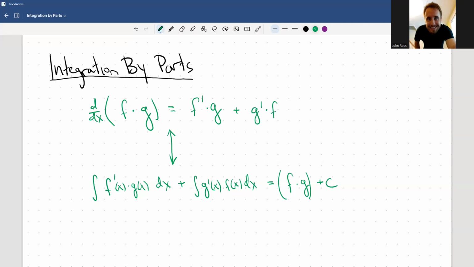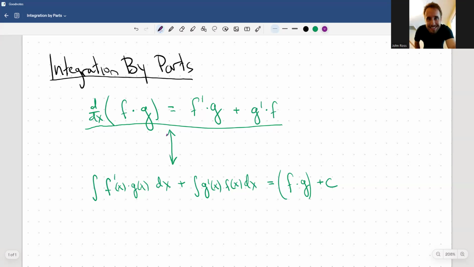Now, this entire statement up here can be transformed into an equivalent statement using the language of antiderivatives and integrals. And we see that down here. Namely, we're going to take each of our two pieces, the f prime times g and the g prime times f, and we'll say that the antiderivative of each of those together is equivalent to the antiderivative of the derivative of f times g. So that's just f times g plus a constant c.